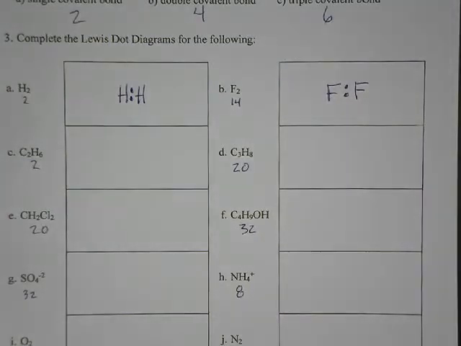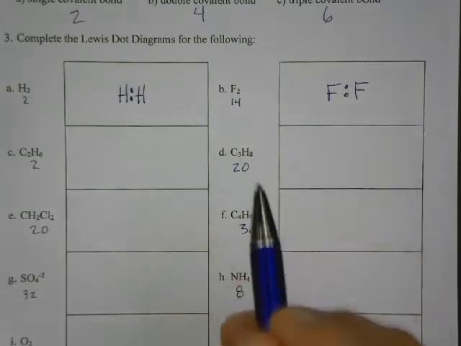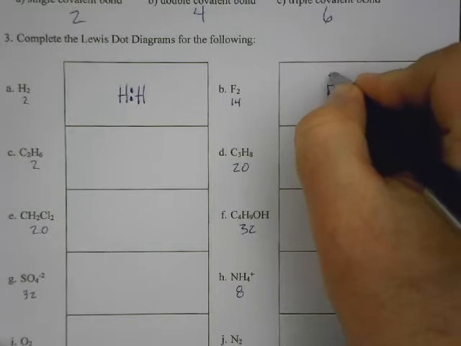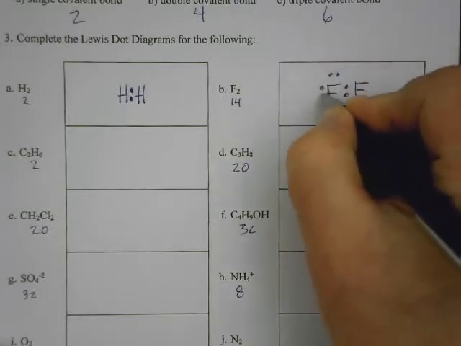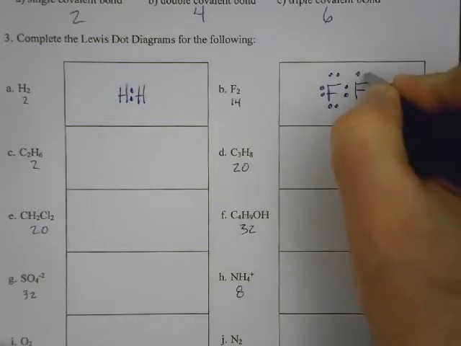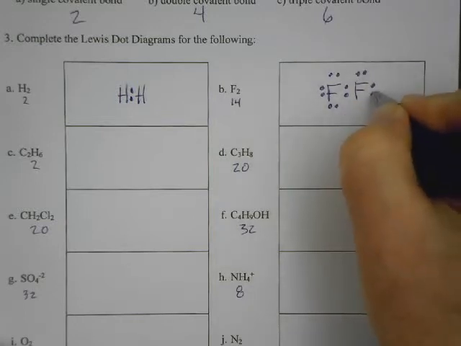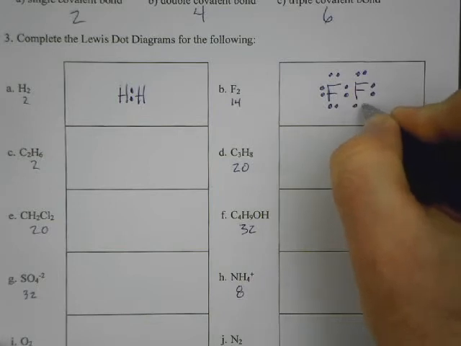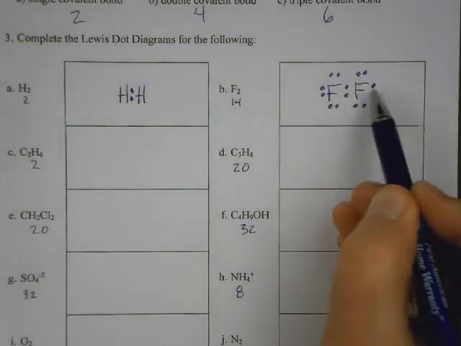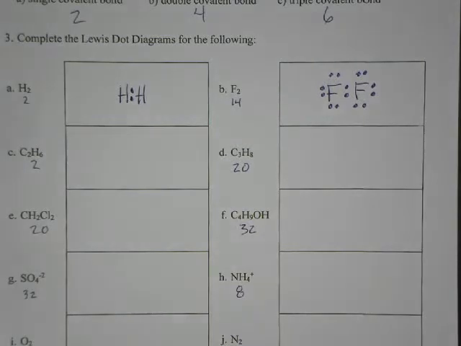There's our bond, 2 dots. Now, I got 14 dots, so I got 12 to go. There's 2, 4, 6, 8, 10, 12. I've used all 14 dots. 2, 4, 6, 8, 10, 12, 14. Does each fluorine have 8 around them? Yep.